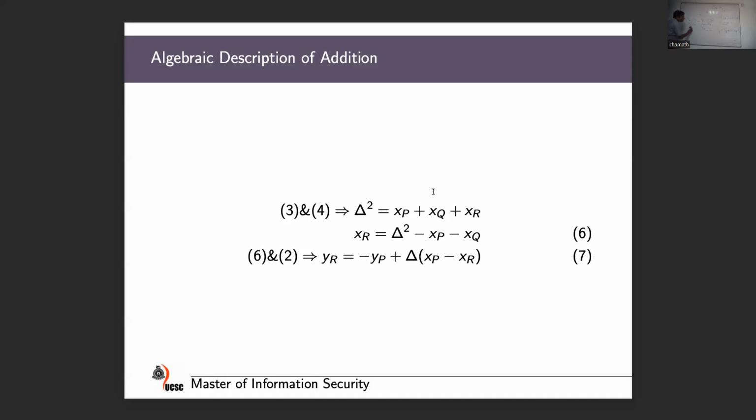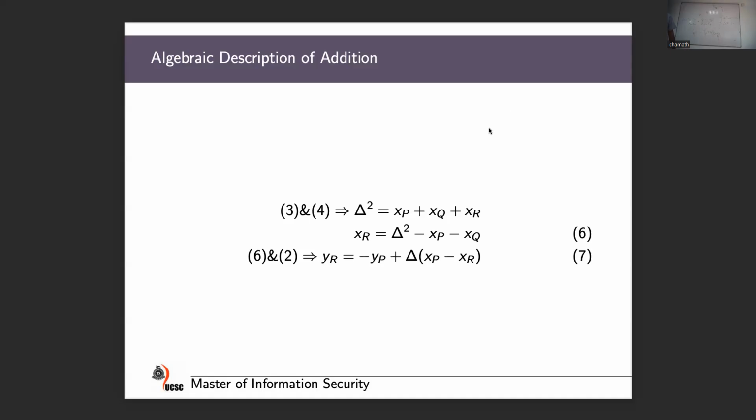So that means YR is equal to minus YP plus delta into (XP minus XR). So now we know YR as well. We know YP, this is minus YP. We know delta. We know XP. We have already calculated delta, right? So we know all the parameters, so we can get YR as well, right? Okay.